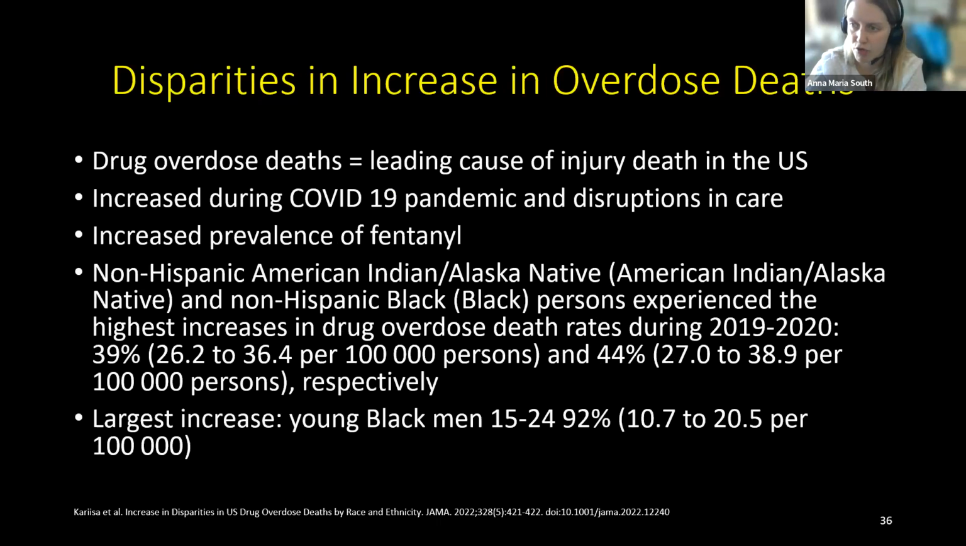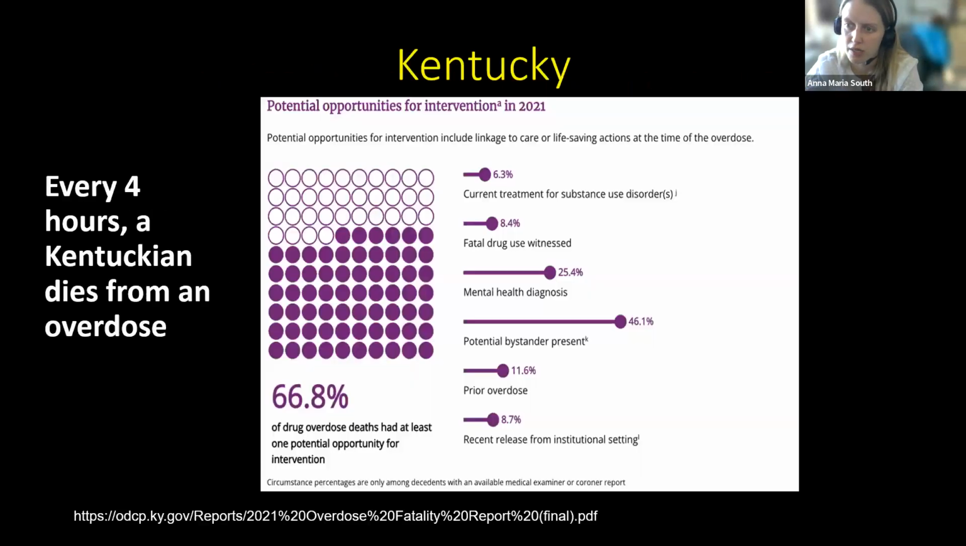And then, unfortunately, this is a very sad statistic. I've mentioned that overdoses are increasing. However, it is increasing at a large rate in certain minority groups, and the people that have the highest increase in death, a young Black man. So a very sad statistic here from 2022. And as I've mentioned, Kentucky, every 4 hours, there's somebody in Kentucky who dies from an overdose. And about 2/3 of those had an opportunity of intervention before, and about half of them had a bystander present.